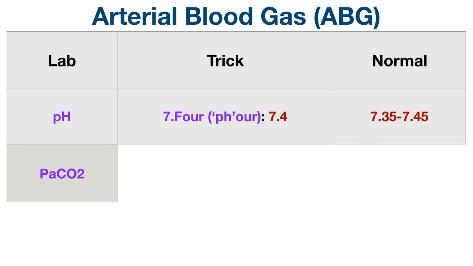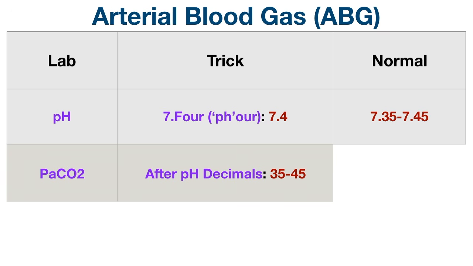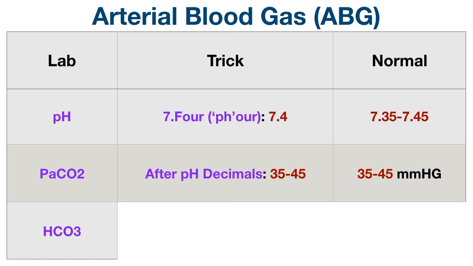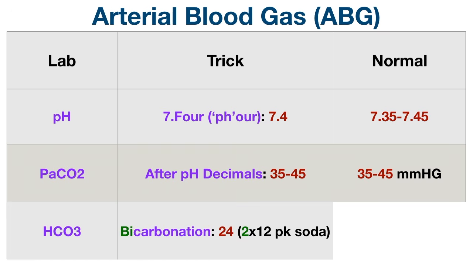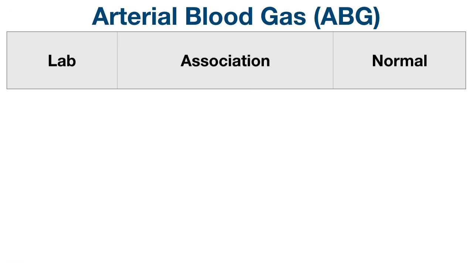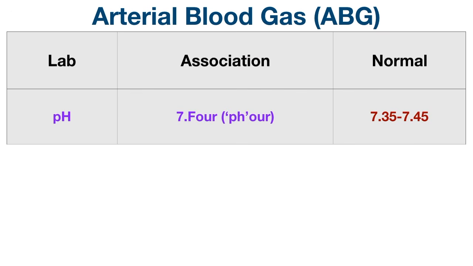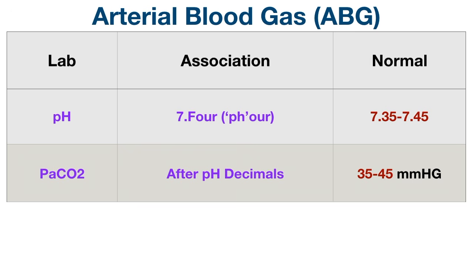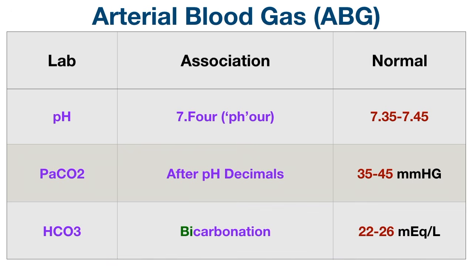Next, we have the PCO2. All you're going to do is use the numbers after the decimal in the pH, and this will give you 35 to 45. Finally, we have bicarbonate, which we talked about in the basic metabolic panel. Remember, we're going to use carbonation in a 12-pack of soda multiplied by 2 since it's bicarbonate, and this will give us the normal ABG range of about 22 to 26. So the word associations to remember here are pH and 7.4 spelled with a PH, PCO2 and the numbers after the pH decimals, and bicarb and carbonation or soda times 2.